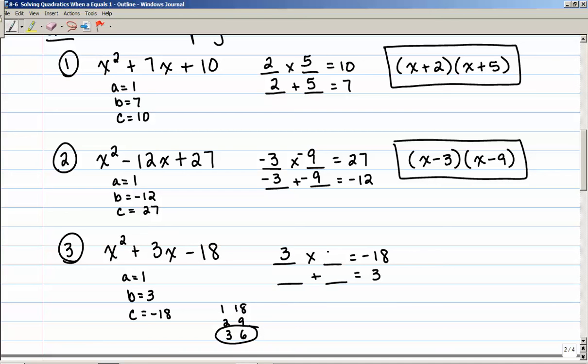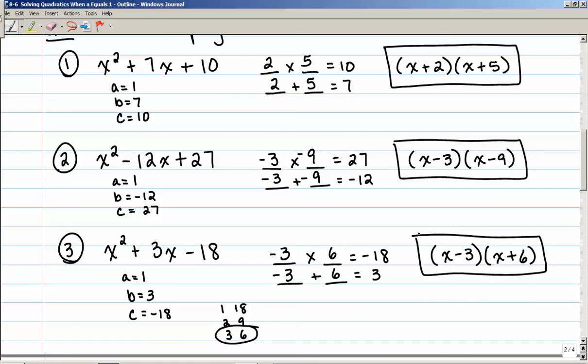So if one of these is 3 and one of these is 6, and in order to make the second, so I know one of them has to be negative to get a negative 18. In order to make the second equation true, my 3 has to be negative. So let's check. Negative 3 times positive 6 is negative 18. Negative 3 plus 6 is a positive 3. So my final answer is going to put a negative 3 in the parentheses and a positive 6. My final answer is the quantity x minus 3 times the quantity x plus 6.